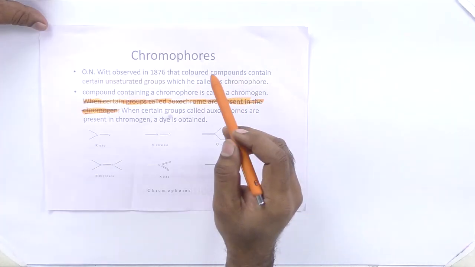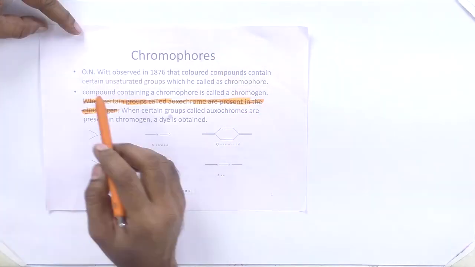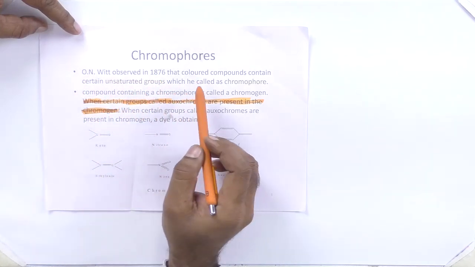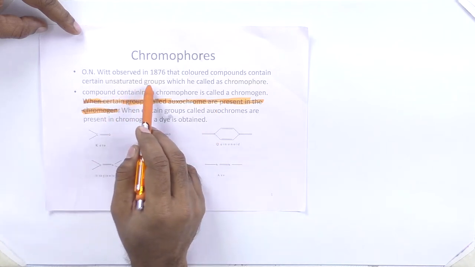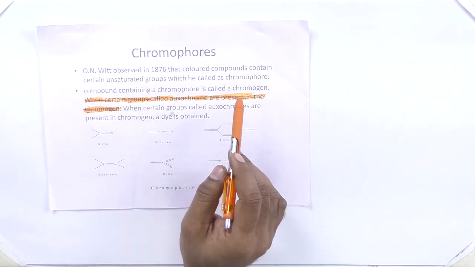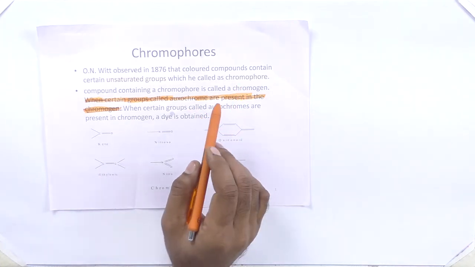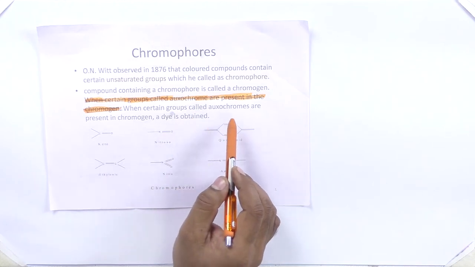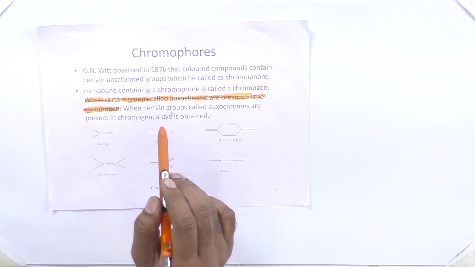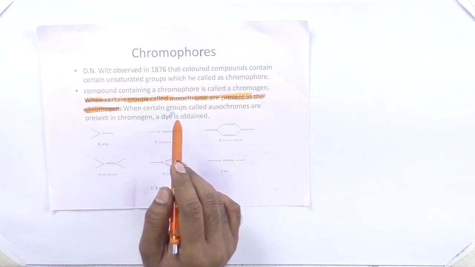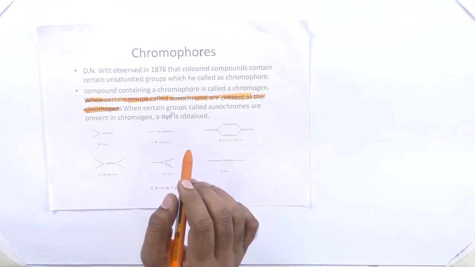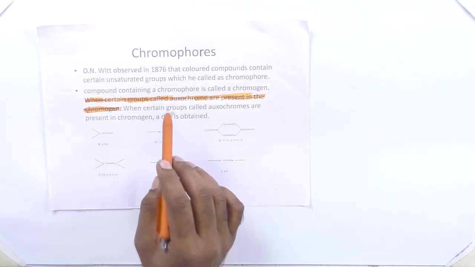Normally the coloring matters contain chromophore. In 1876, Otto Witt observed that colored matters contain unsaturated groups, called chromophores. The compound containing chromophore is called chromogen. The chromophore is the color-giving agent, while certain groups called auxochromes are present in the chromogen. If the auxochrome is present with the chromophore, then it is called a dye. Without auxochrome, a chromophore cannot be a dye. So it is simply a pigment.